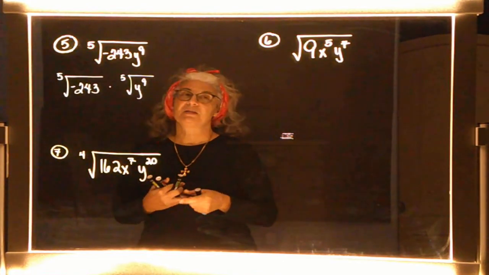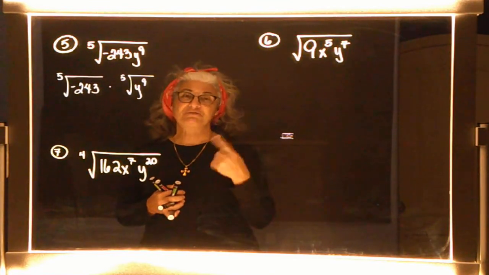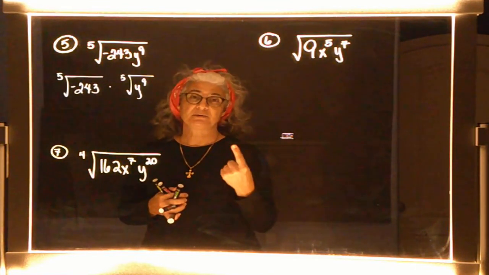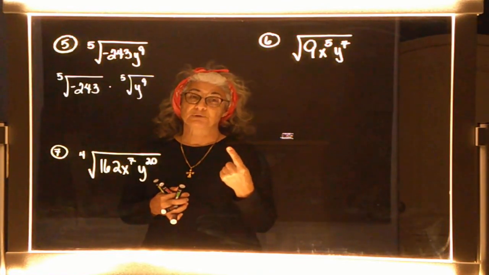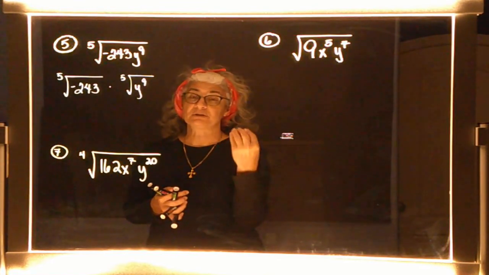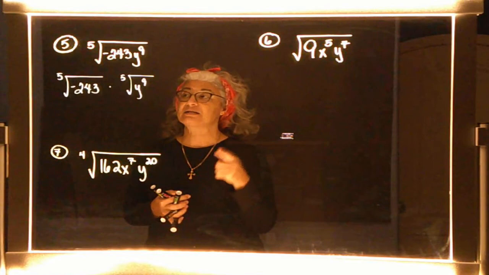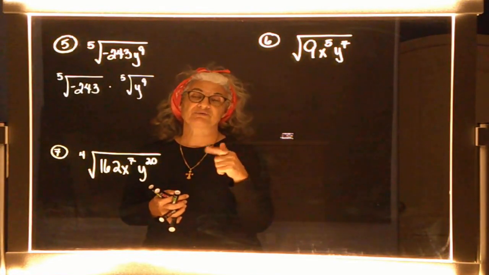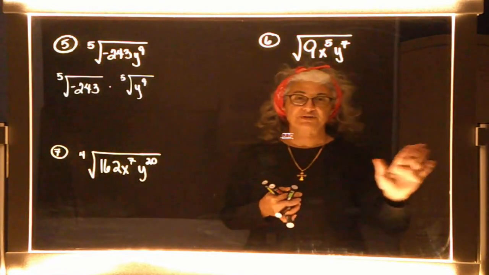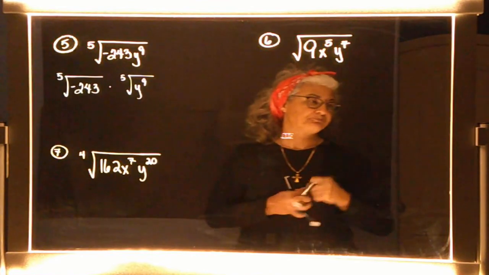So, the 243, right? Well, first off, can I take the 5th root of a negative number? Is there one number, preferably a negative number, that when I multiply by itself 5 times will give me a negative? Yes, so I can definitely take the 5th root of this negative number. That's not a problem. So let's go break down that 243.